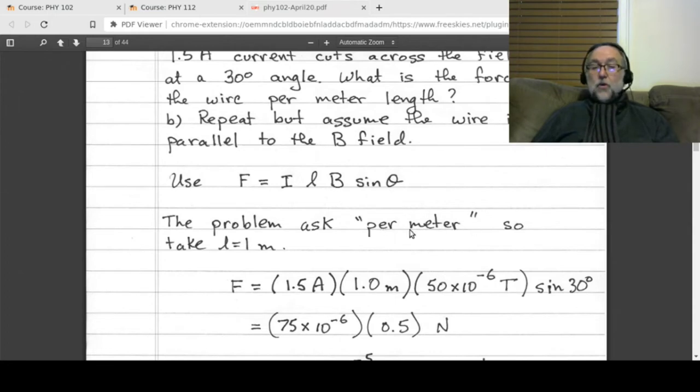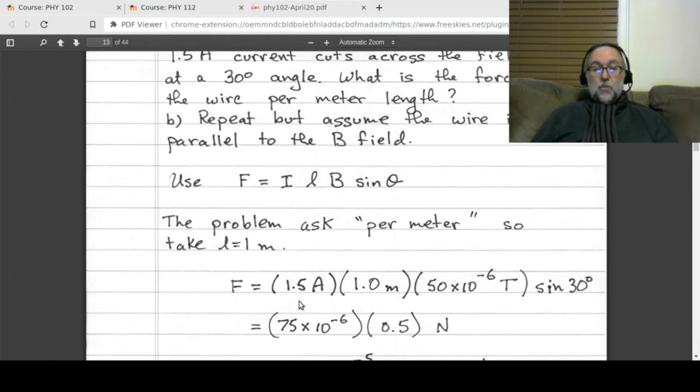And I asked you to do it per meter. So let's just assume that we have 1 meter of wire, 1 meter of wire inside of the Earth's magnetic field. So we'll set L equal to 1 meter. Okay, and so it's just as simple as plugging in the numbers.